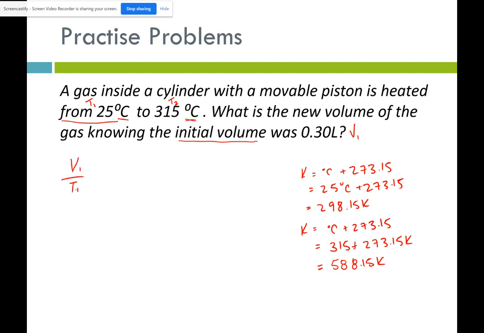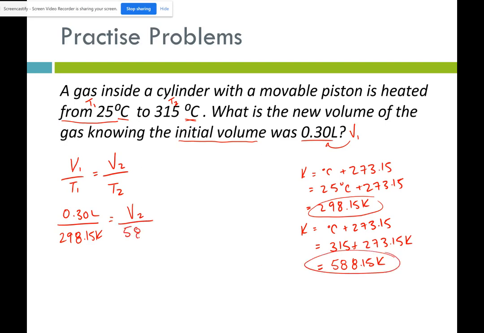Okay. So now we're going to say my V1 over T1 equals V2 over T2. Okay. So my initial volume, we said, was 0.30 liters. My initial temperature was 25 degrees Celsius, which I converted to 298.15 Kelvin. I don't know my secondary volume. That's what I'm trying to figure out. But I do know that my secondary temperature was 588.15 Kelvin.